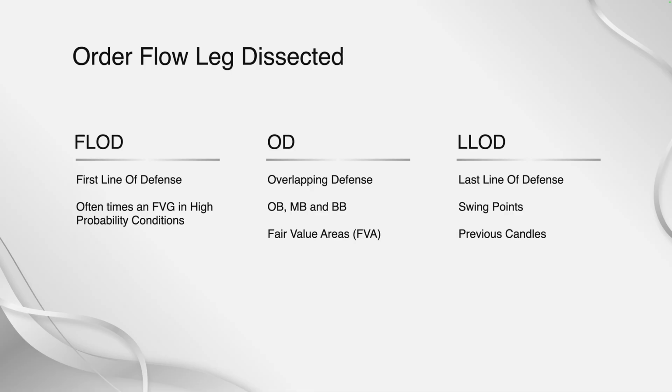So flood, odd, and lot, where the flood is the first line of defense, oftentimes an FVG in high probability conditions. Then we have the odd. The overlapping defense is always going to be an order block, a mitigation block, and or a breaker block. Then we have fair value areas right there, of course, because the order block, mitigation block, and the breaker block are fair value areas. After that, we move on to the lot. And lot is the last line of defense, which is always going to be a swing point right there. So swing high or swing low, or previous candles. So previous candle high or previous candle low.